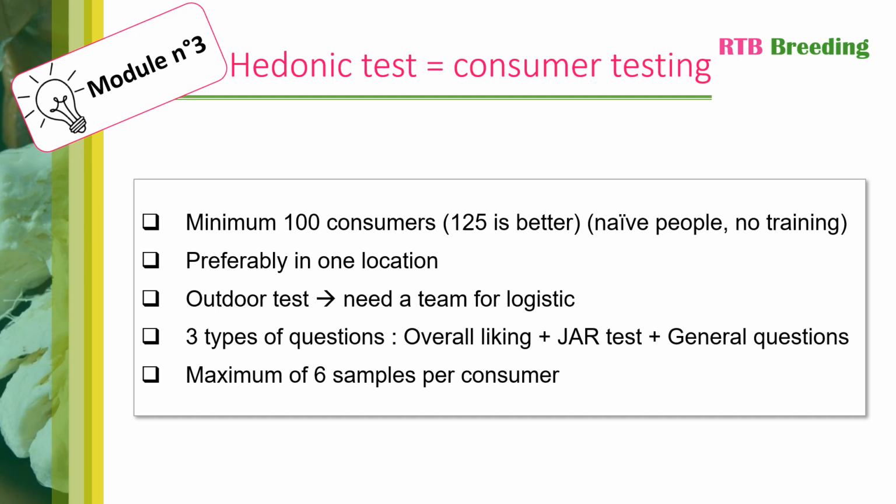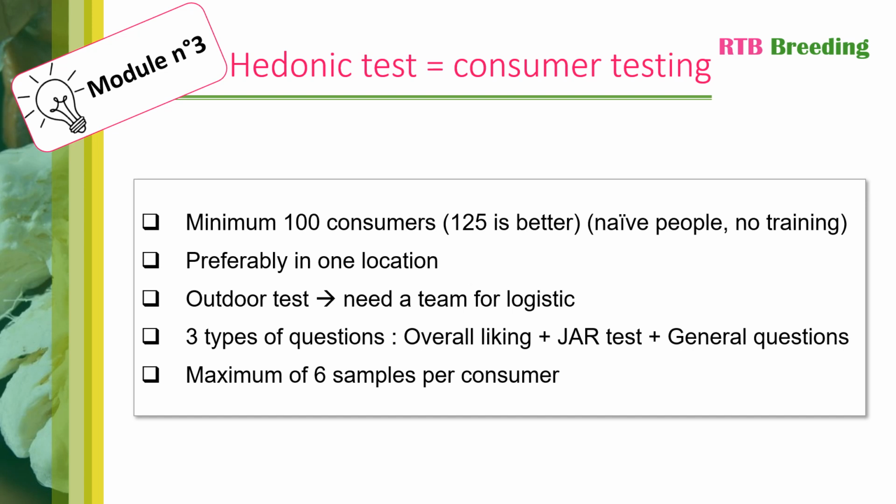In Module 3, we developed the consumer test, also known as the hedonic test. Its aim is to determine the appreciation and acceptability of products by consumers. As a reminder, to carry out this type of test, it is necessary to question a minimum of 100 naive consumers, representative of consumers of the product under study. I recommend interviewing 125 of them to make sure you have enough complete data.